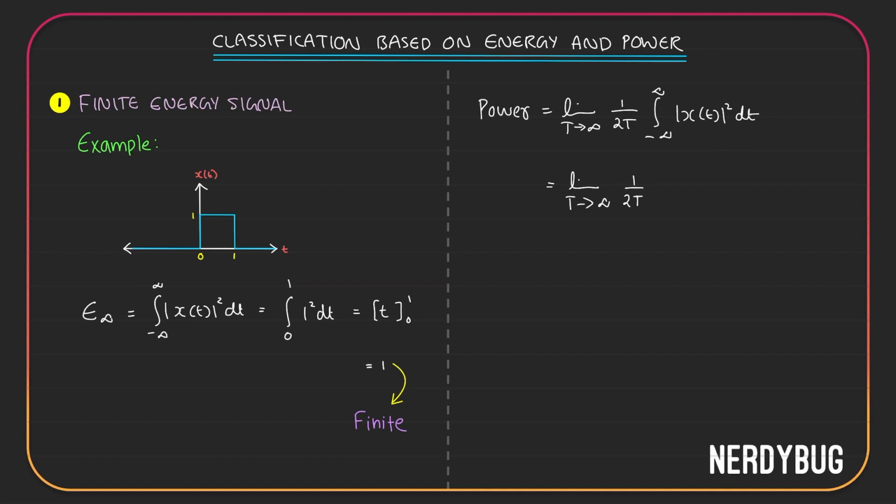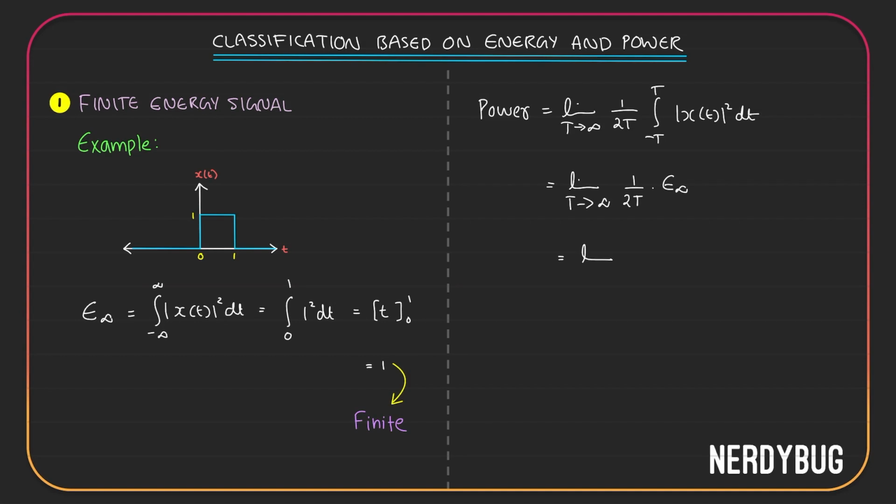What is the rest? Wait, I don't have to write infinity here. I can just write minus t to t, because t tends to infinity has already been mentioned here. So 1 by 2t multiplied by E infinity. This whole thing here is just energy only. But then we just found E infinity is 1.